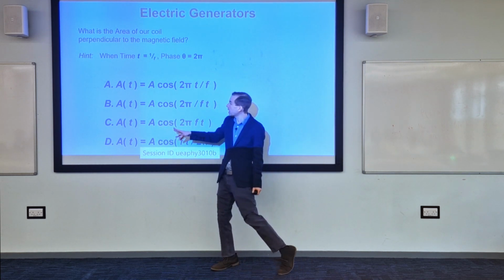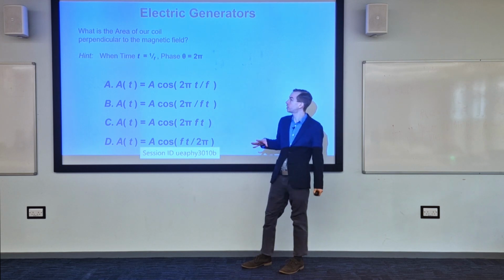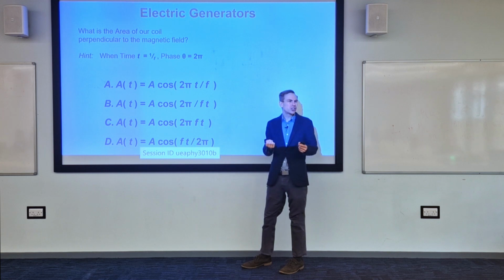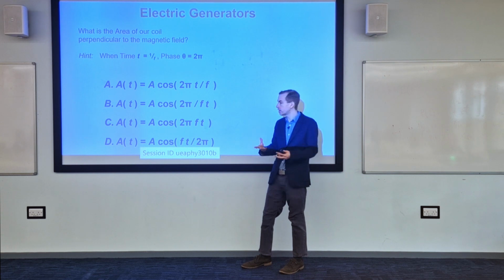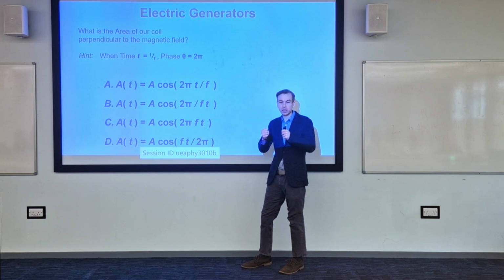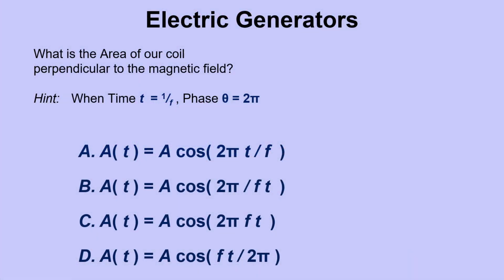So they all have a in front of it. So really what we're thinking about is what goes into our cosine function. If we know that we've got that relationship between the frequency that we're spinning our magnetic coil and the phase, which one of these relationships is going to give us that correct relationship between the time and the phase?